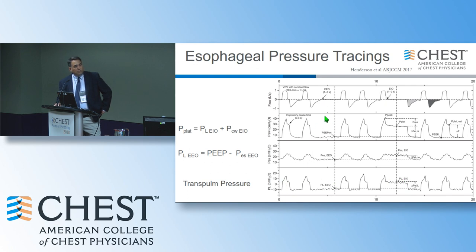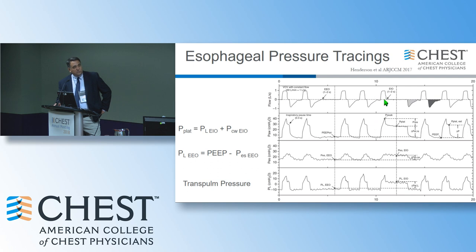We're going to talk about when you're titrating PEEP, you look at this end expiratory occlusion pressure. This is the expiratory hold. So in the flow, there'll be no flow on the end of exhalation. The pressure, this is representative of the total PEEP. And then your esophageal pressure is here. The difference between those two is the transpulmonary pressure of the chest wall.